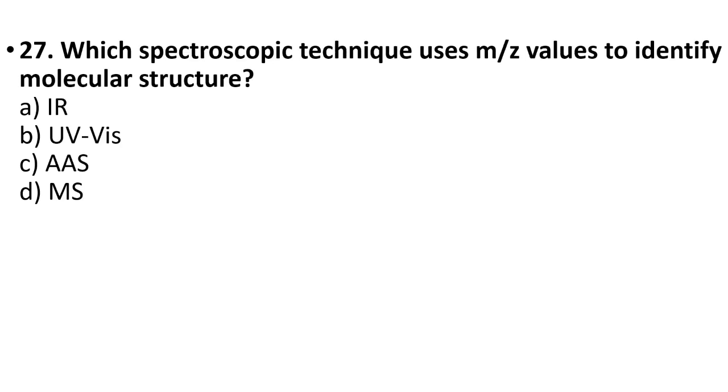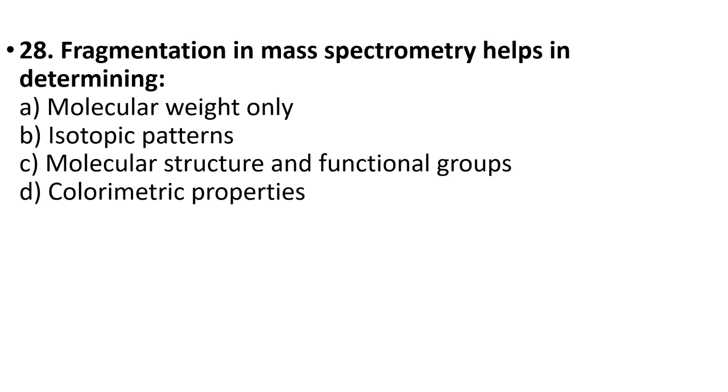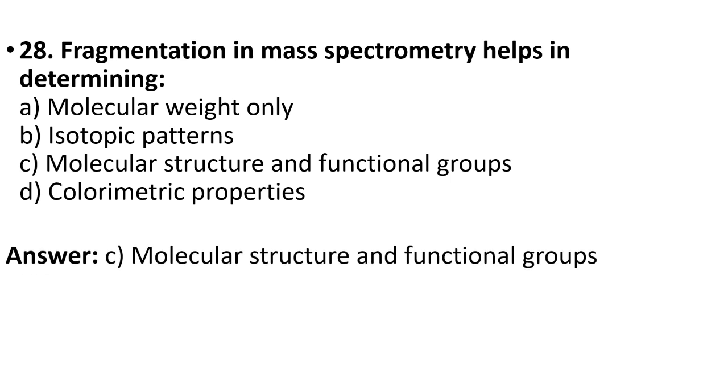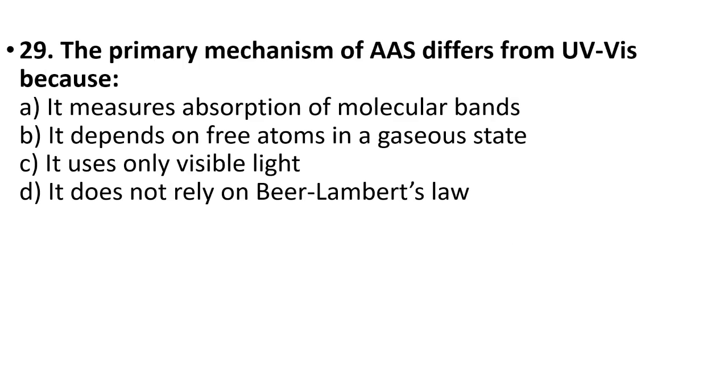27. Which spectroscopic technique uses molecular weight charge values to identify molecular structure? IR, UV-Vis, AAS, MS. Here the answer is option D, MS. 28. Fragmentation in mass spectrometry helps in determining molecular weight only, isotopic patterns, molecular structure and functional groups, colorimetric properties. Here you have to omit option A, option B, option D. Here the answer is option C, molecular structure and functional groups.